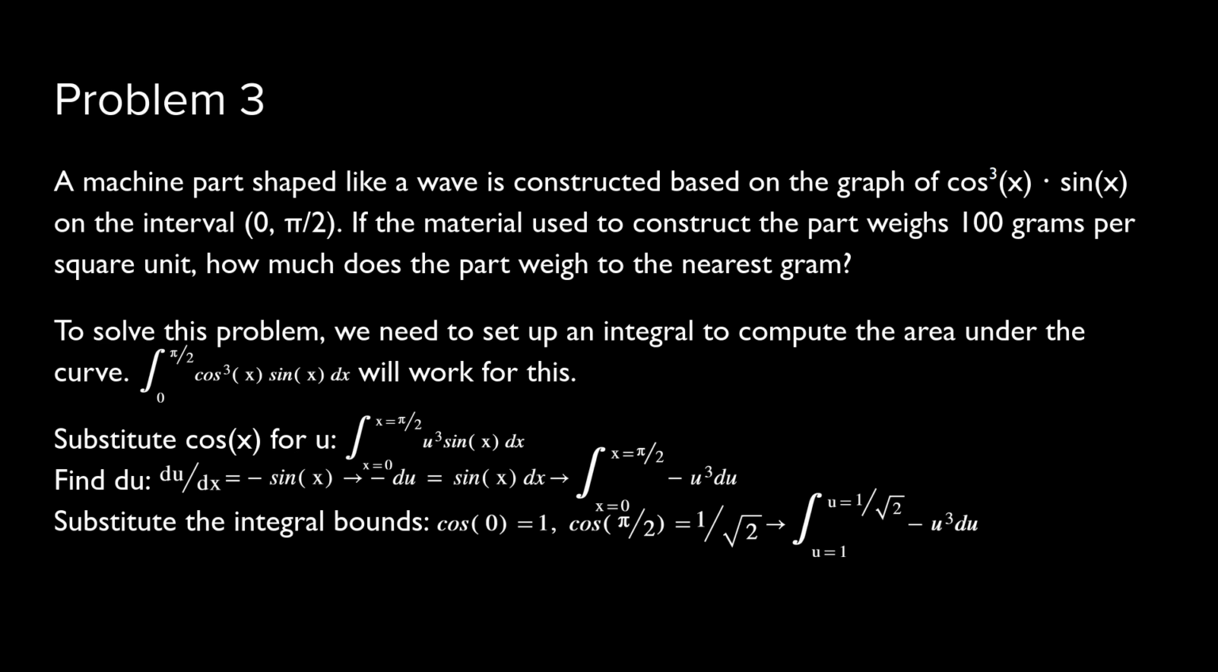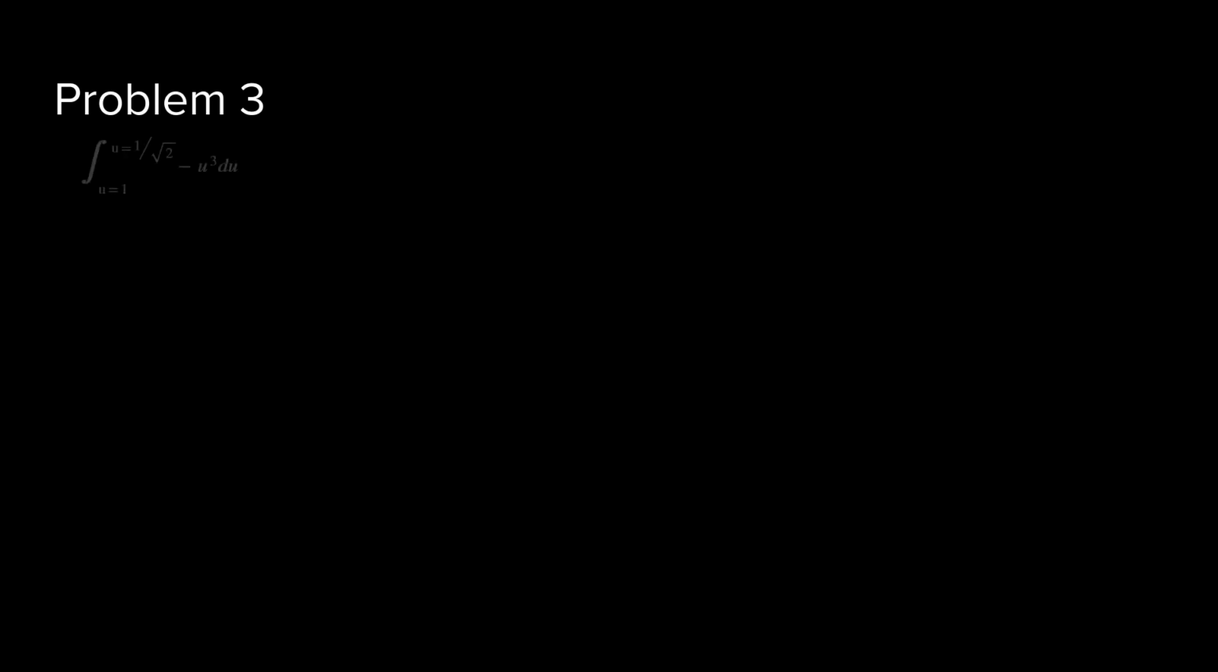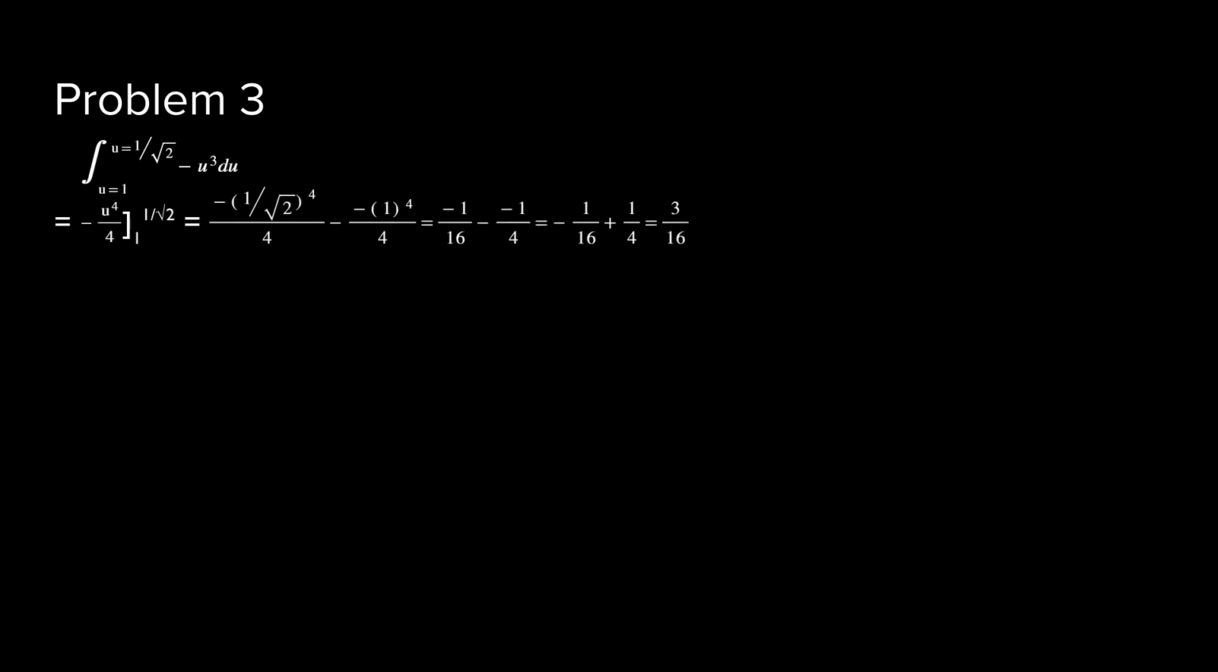So now we can actually go and solve our integral. So we know how to solve definite integrals using the fundamental theorem of calculus. So we just take the indefinite integral and do this notation, where we subtract the lower bound from the upper bound. So we get this is equal to negative (1 over root 2) to the 4th, all over 4, minus negative 1 to the 4th over 4. And after some simplification, we can get that this is equal to 3/16. So we're almost done. We know that the area is going to be 3/16 square units.